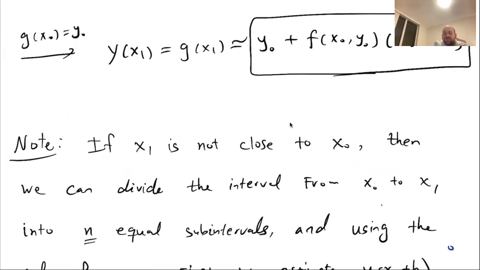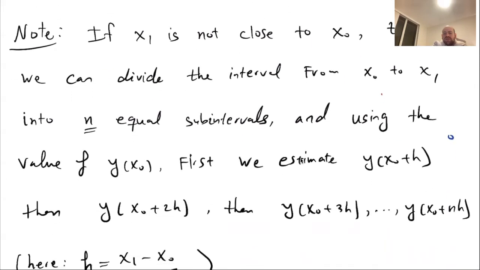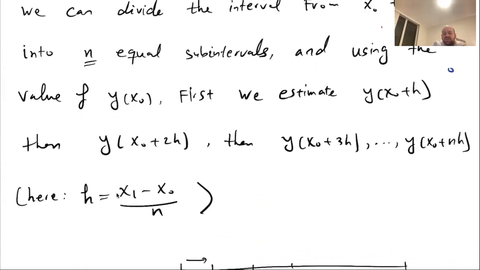So if x1 is not close to x naught, or if it's close but you want to have a better estimation, we can divide the interval from x naught to x1 into n equal parts. And h is the length of each subinterval, which is usually a small number. Then x naught plus h will be close to x naught, so we can apply the linear approximation formula to estimate y of x naught plus h.